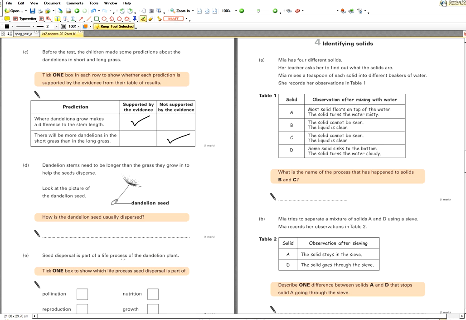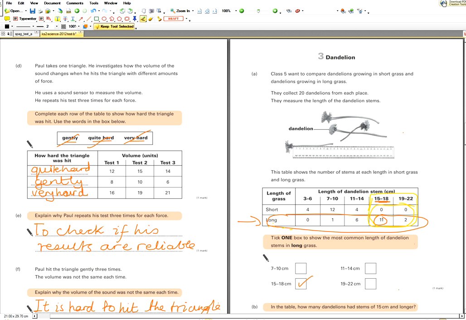Hold on. I will quickly go back and have a look at that. From the short grass, we had 4, 12 and 4. So we had all the information. They were short. We had smaller lengths, and in the long grass, we had longer lengths.